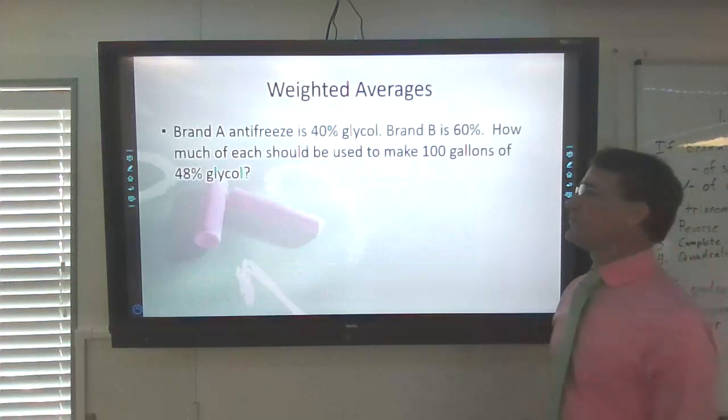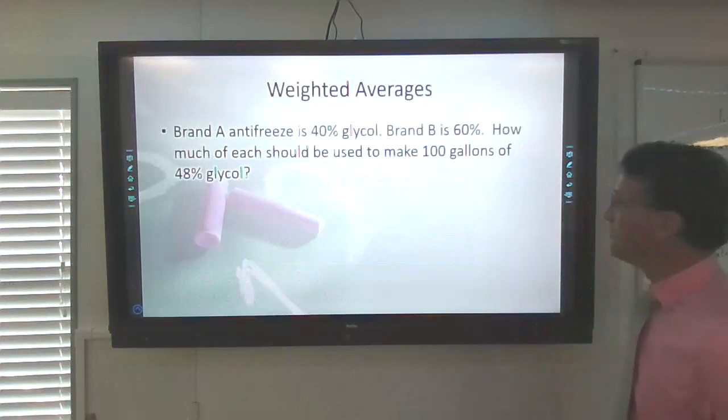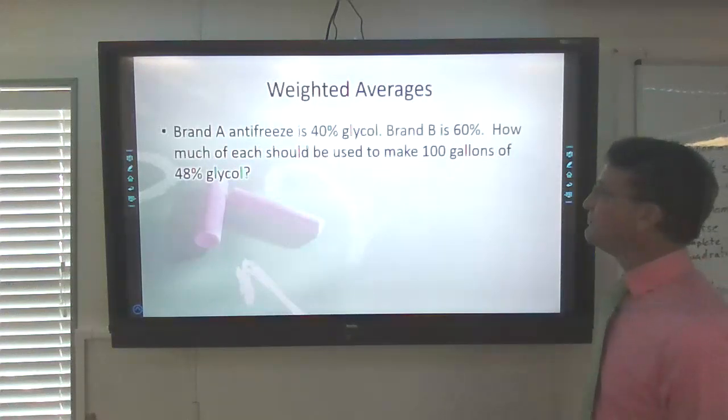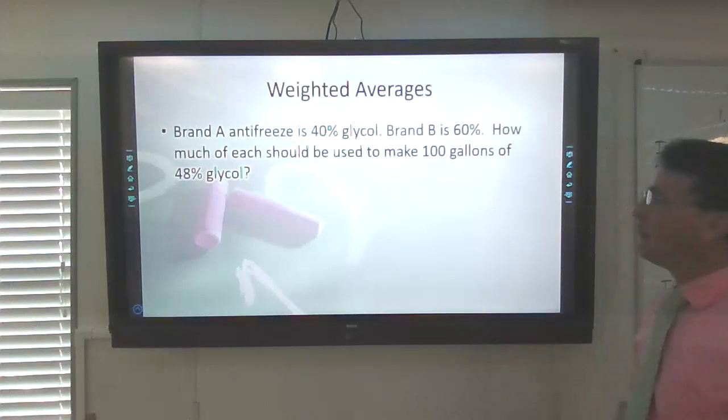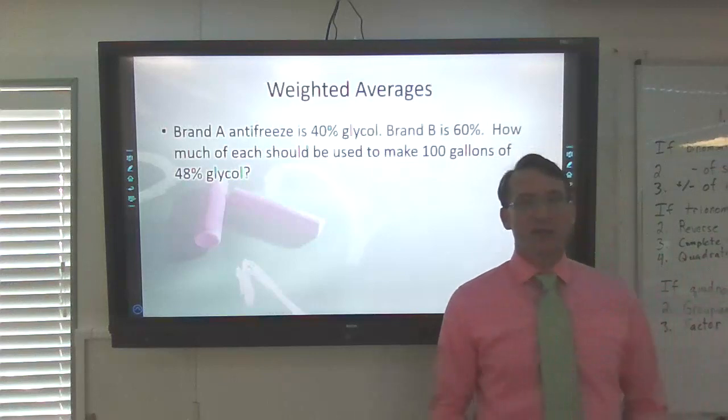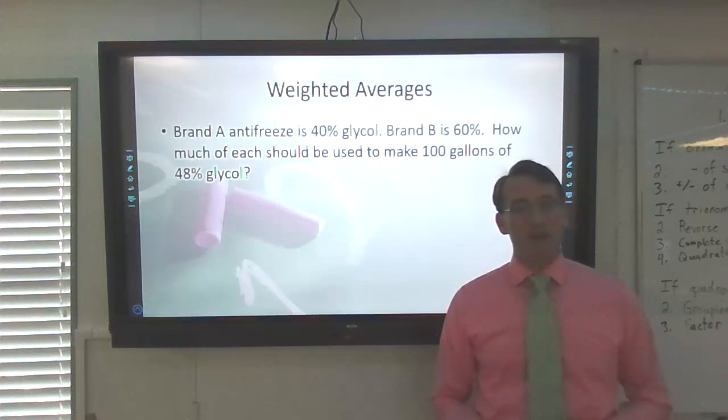Brand A antifreeze is 40% glycol. Brand B is 60%. How much of each should be used to make 100 gallons of 48% glycol? This is a little bit different because I didn't give you either one of the amounts. So it's going to be a little bit more of a challenge, but it's not hard. Let's begin by setting up our table.